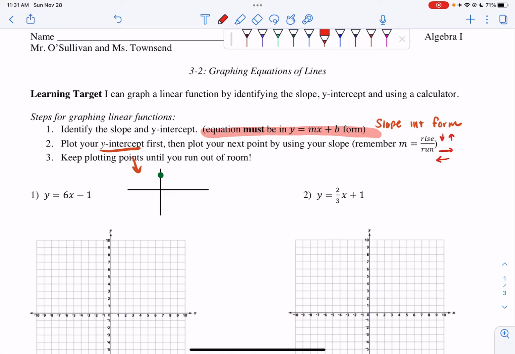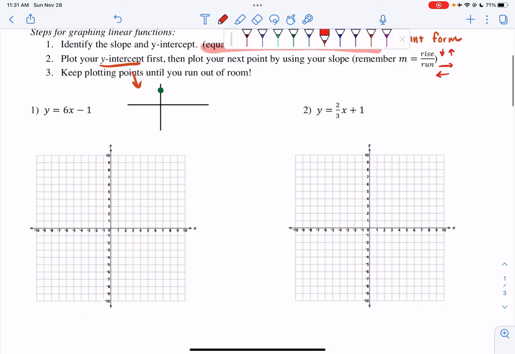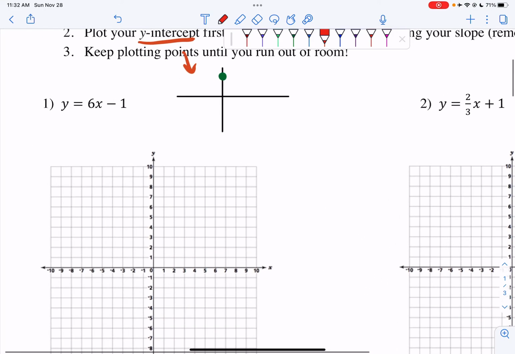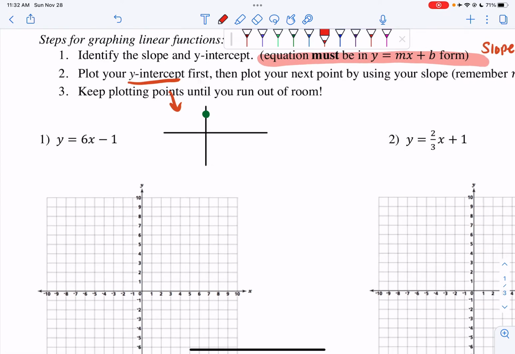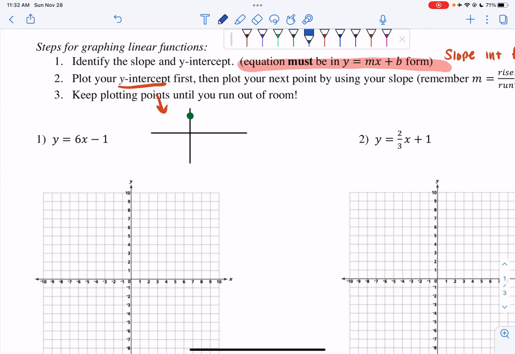So how it's going to work is we're going to graph them by hand, because I want you to know how to graph them by hand, and you can use a calculator to check your answer. So the first equation is y equals 6x minus 1. Well, we know that if an equation's in y equals mx plus b form, we can go ahead and graph it.